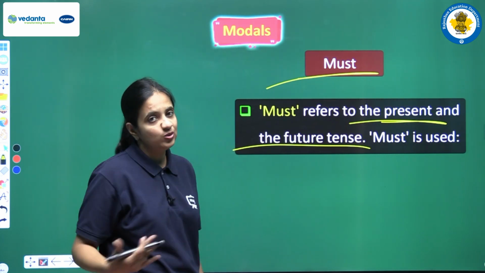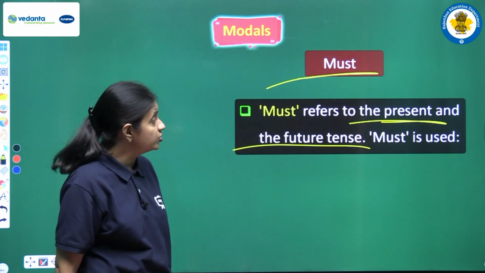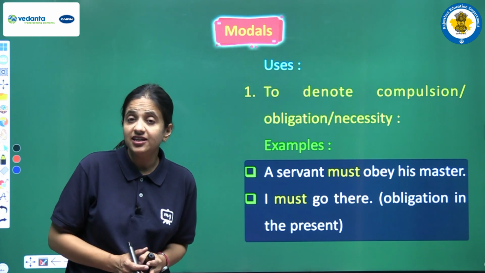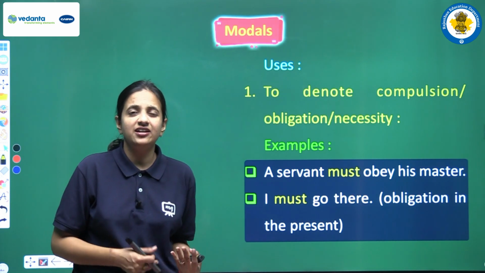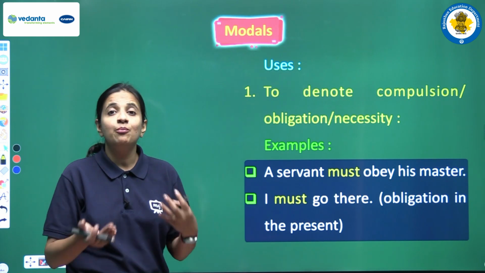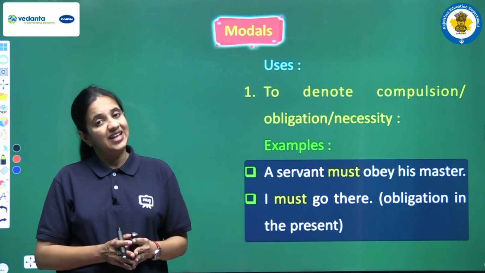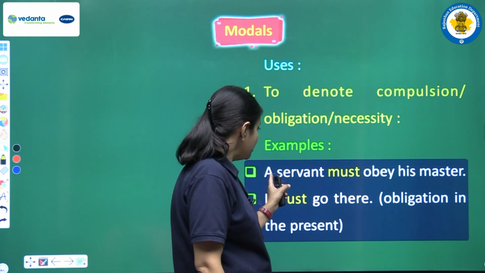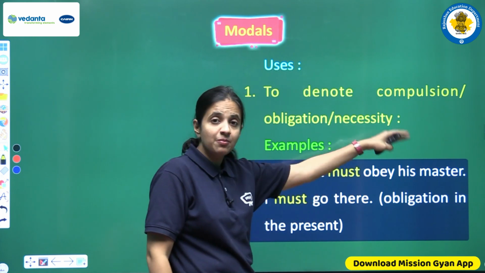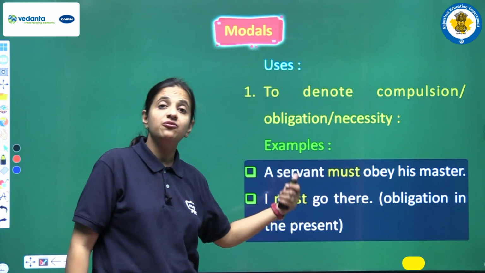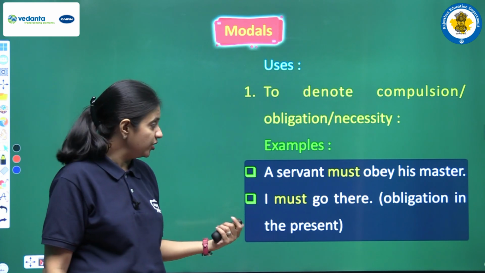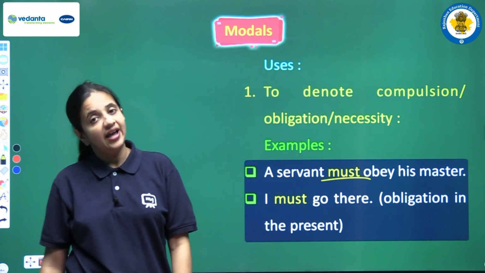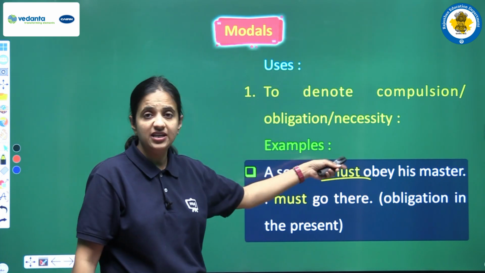And now let's see the different uses of must. First of all, it is used to denote compulsion, obligation, or we can say necessity. When we are talking about something that is very necessary, compulsory, or like an obligation, then we have to use this modal, that is must. How? See the example. We are writing that a servant must obey his master. So here we are showing the servant's obligation. We are showing something that is compulsory for a servant, and this is the reason we are using must here.